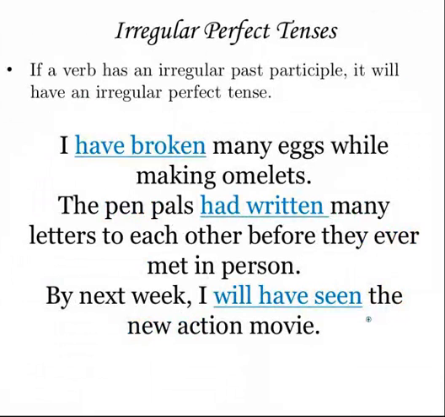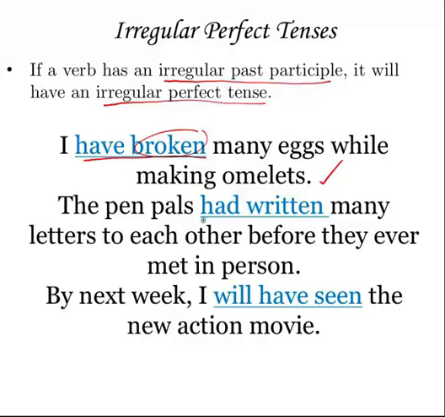All right. Here's the tricky part: irregular perfect tenses. If a verb has an irregular past participle, it will have an irregular perfect tense. All right, in this case, I have broken many eggs while making omelets. The verb to break is an irregular verb. It has an irregular past participle, broken. And so we have broken many eggs.